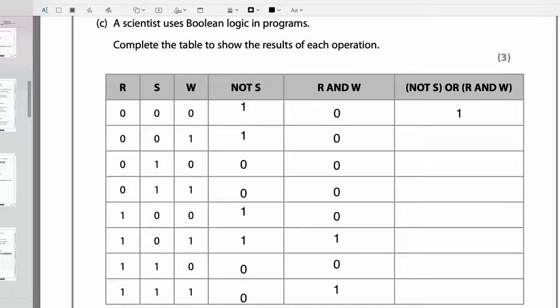And that will be the same for the next row as well. The next row will be 0 because both of them are 0, as will the next row. Now in the 6th row, not S is 1 and R and W is 1. Now, because this isn't an exclusive OR, this is just an OR gate, then that will also be 1. And that completes our logic table there for 3 marks. So remember, do it column by column, not row by row. And then you're more likely to get marks, even if you get part of it wrong.